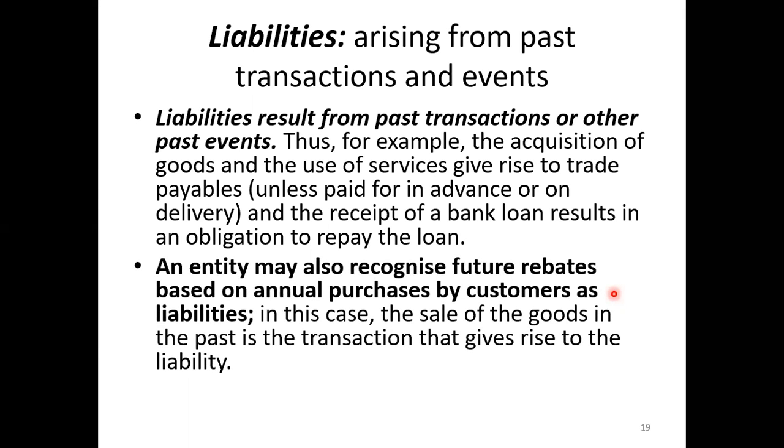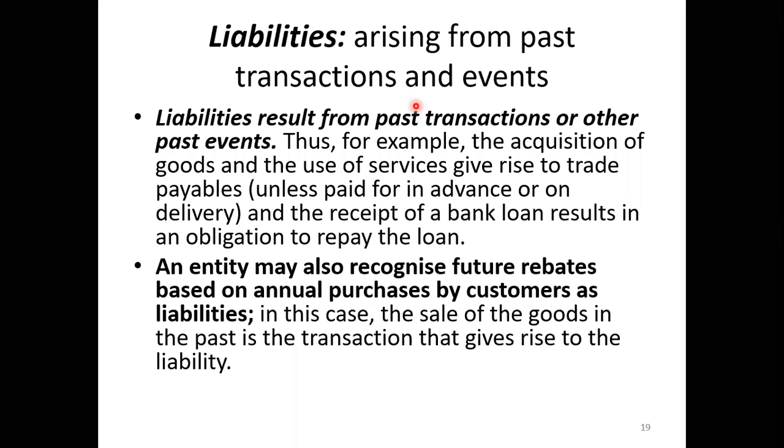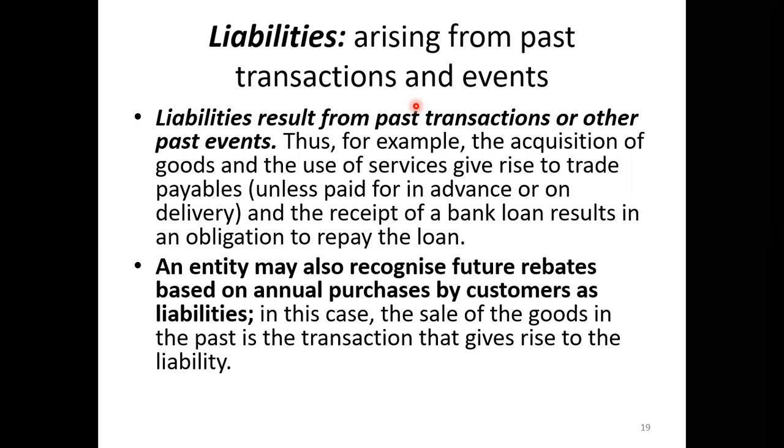And the liabilities, the second point, arising from past transactions or events. So liabilities result from past transactions or other past events. For example, the acquisition of goods and the use of service give rise to trade payables. Say you purchase inventories on credit basis. You already purchased on credit basis. It's a transaction.